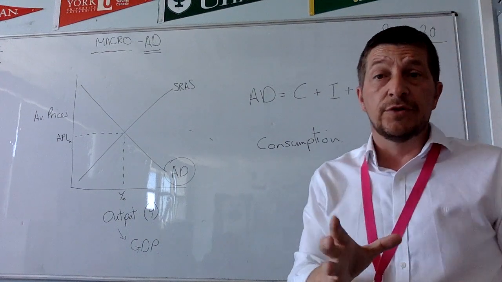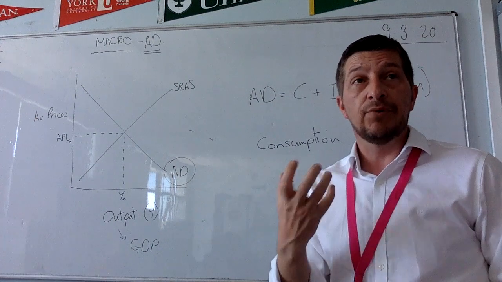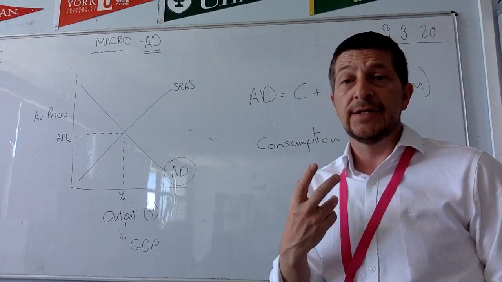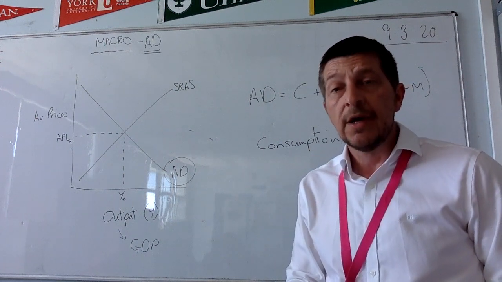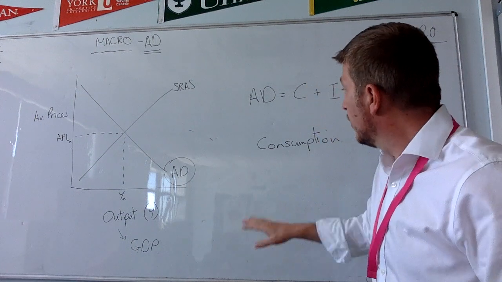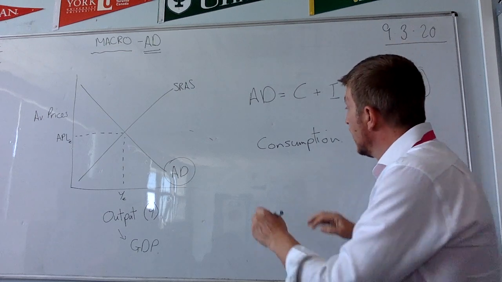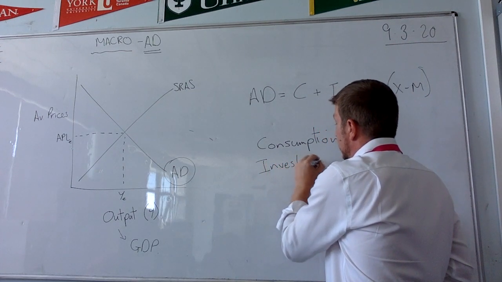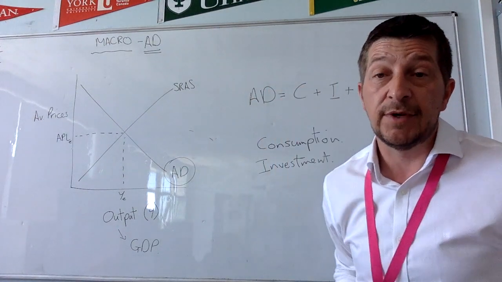First of all, understand what consumption means. It means that people are going out buying products and services and consuming them. It is as simple as that. It's also known as consumer spending, or it could be called consumer expenditure. So the first of those components is consumption. The second of those components is investment.